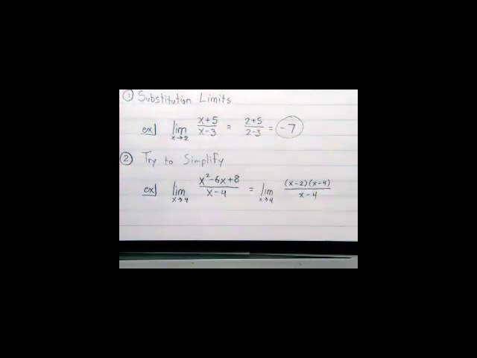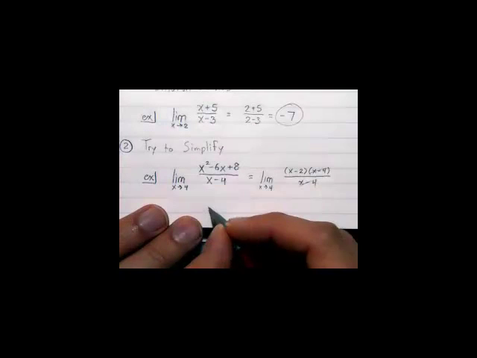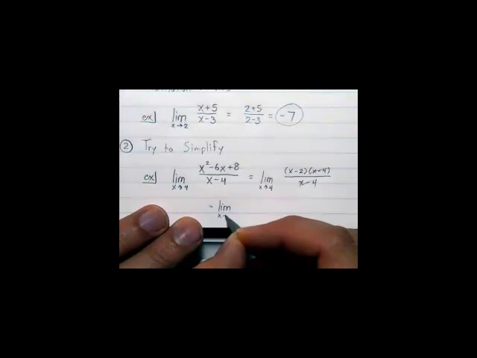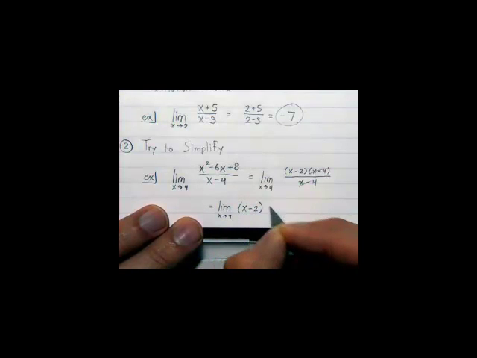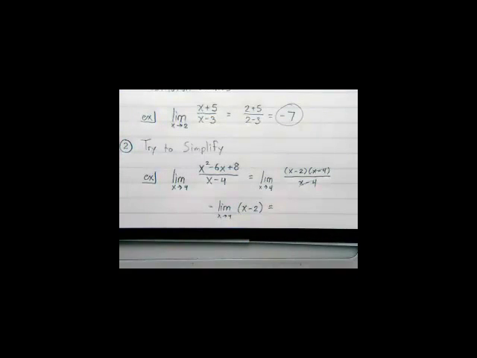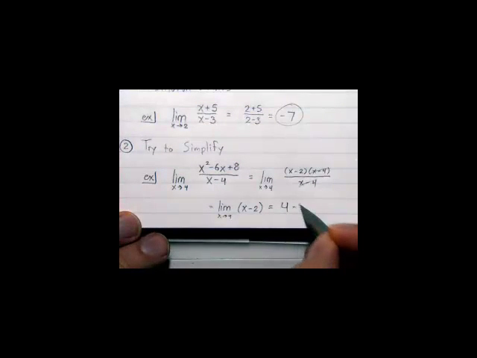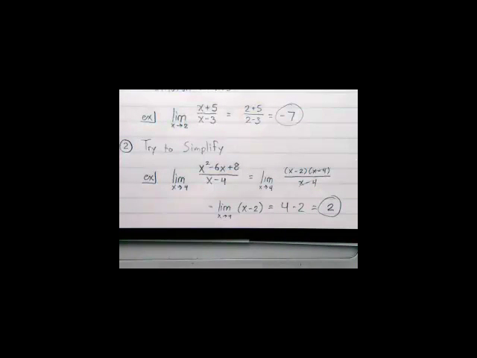And then the x minus 4s will cancel. Yep. And so we'll be left with the limit as x approaches 4 of x minus 2. So what we've done is some simplifying to turn it into a substitution limit, because now I can plug in, it's not a problem. 4 minus 2, that's 2. So the answer to that limit should be 2.